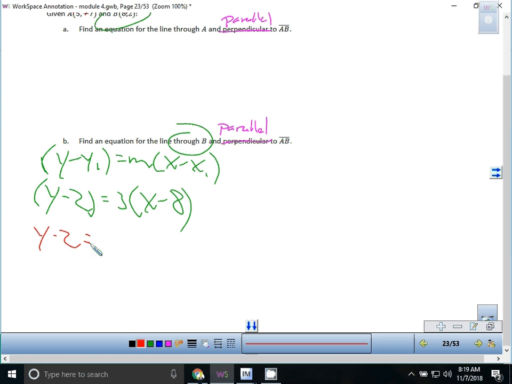On the right side, y'all have already said the distributive property, so 3 times x is 3x. 3 times negative 8 is negative 24. And then we do want to get y by itself. So to get y by itself, kind of like George said earlier, we add 2 to the other side. And we get y equals 3x, and then negative 24 plus 2 is negative 22. And there's our answer.